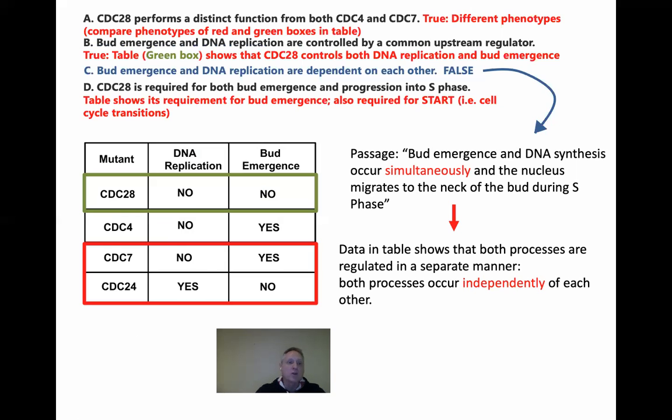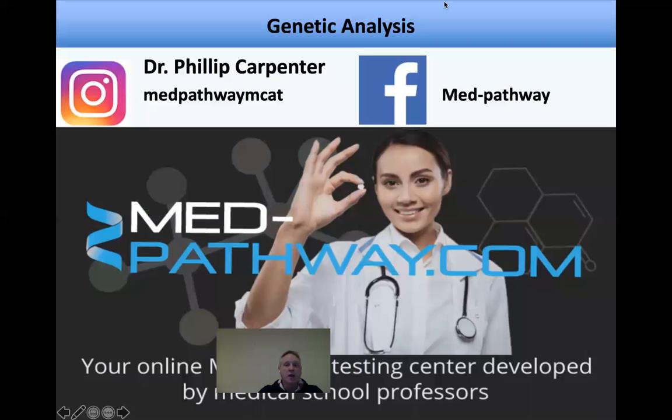And then we look at choice D, CDC 28 is required for both bud emergence and progression into S phase. Well, the table shows its requirement for bud emergence, but we also know from the passage that it's required for start, because it describes start as being required to be performed for cell cycle transitions. And so that's how you take a look at tables and deduce data.